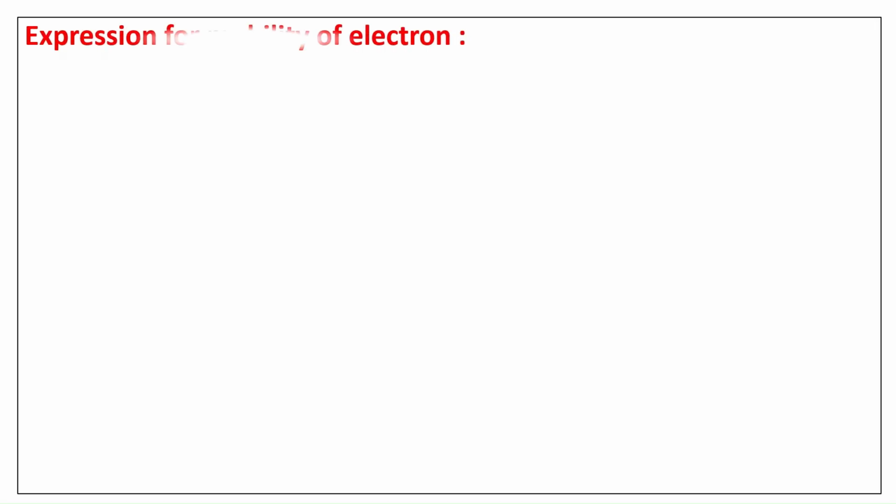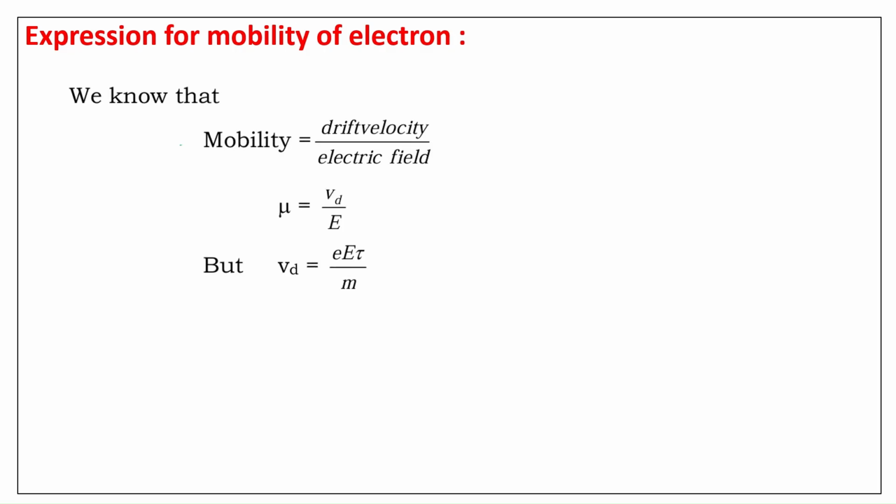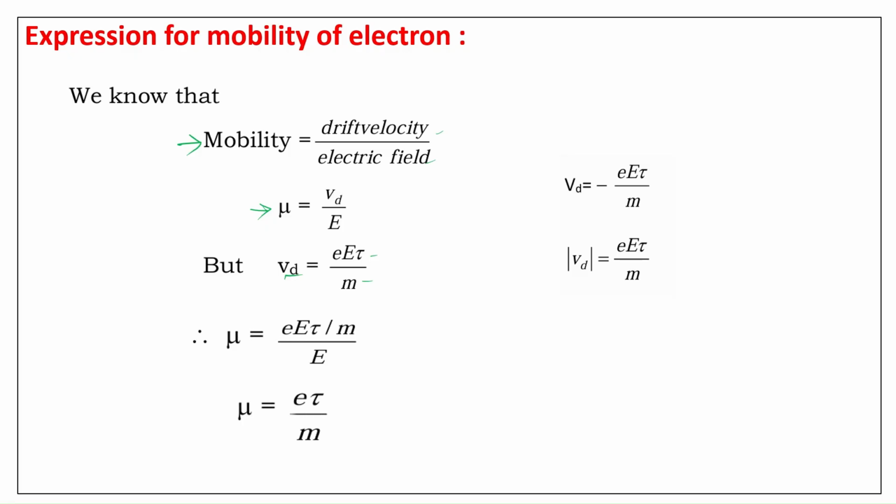Next, the expression for mobility of electron. We know that mobility is equal to drift velocity by electric field. That is, mu is equal to Vd by E. But Vd is equal to eEτ by m. Therefore, mu is equal to eEτ by m divided by E. Cancel capital E from numerator and denominator. We get mu is equal to eτ by m. This is the expression for mobility.